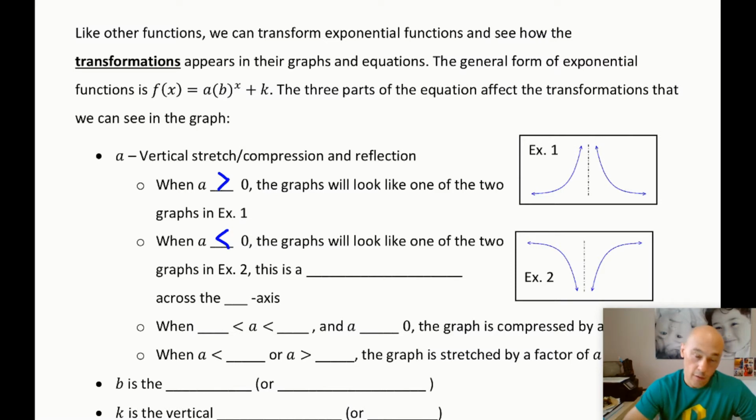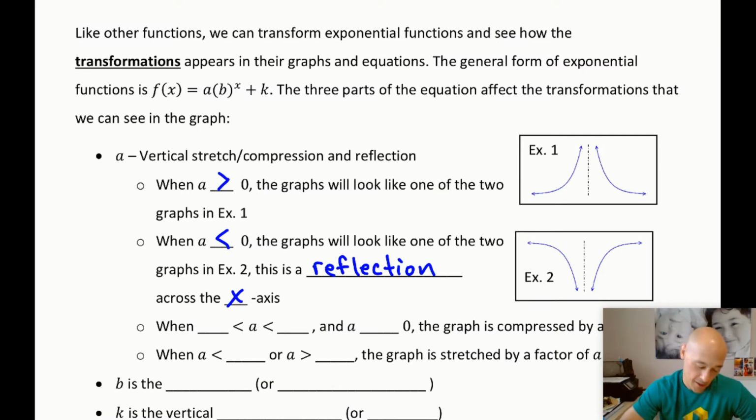This is a reflection across a horizontal axis. And if we haven't moved this graph up or down, it's a reflection across the x-axis, which is horizontal.